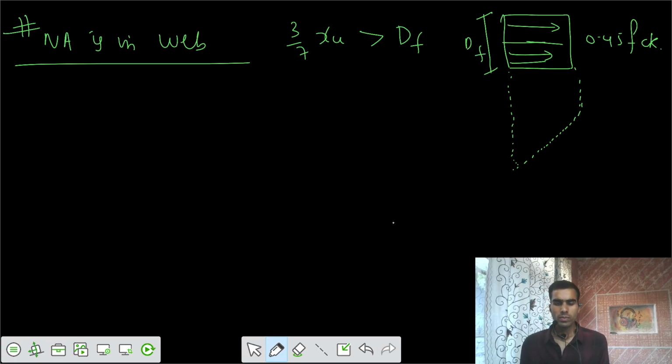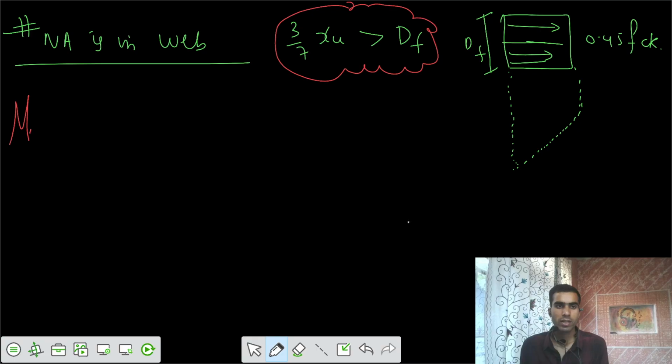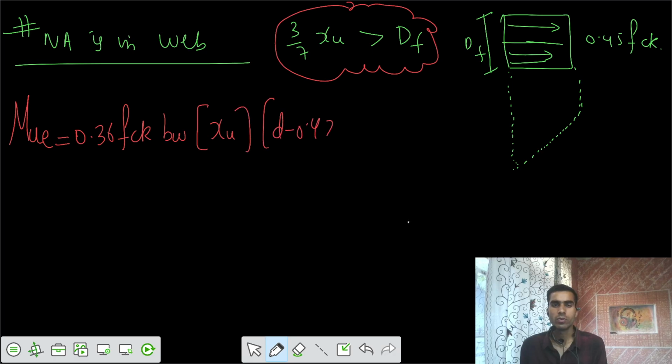Okay, that means once you assume that 3/7 of XU is greater than DF. So what is the equation we have for the moment of resistance? I would say your external moments should be balanced by the equation of 0.36 FCK BW XU, then we have D minus 0.42 XU. Then we have the second force of C2 and lever arm Z2.